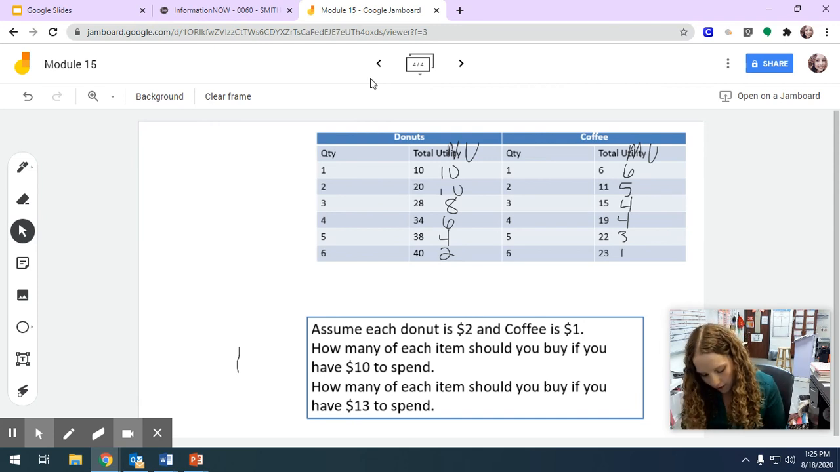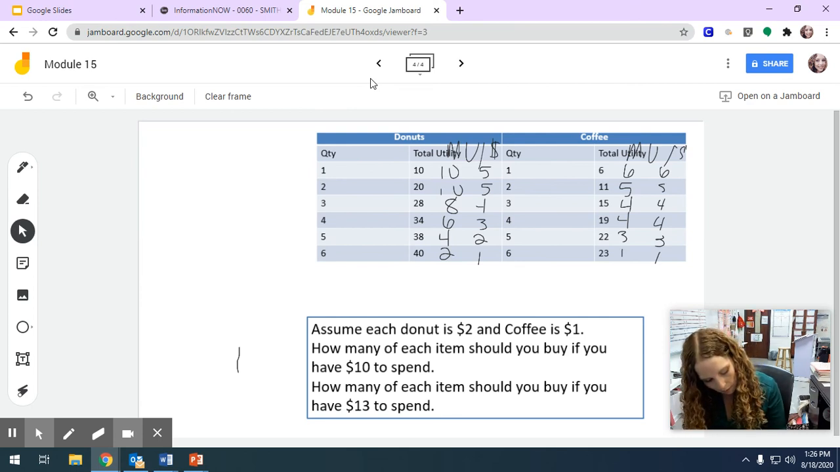Okay, good. All right, now I want to find marginal utility per dollar. Remembering that my donut is $2, so I'm going to divide each of the marginal utilities by the price, $2. So that's going to be 5, and then 5, 4, 3, 2, and 1. Over here, my coffee is only $1, so I just have 6, 5, 4, 4, 3, and 1. All right. So if I've got $10 to spend, what's my combination going to be?